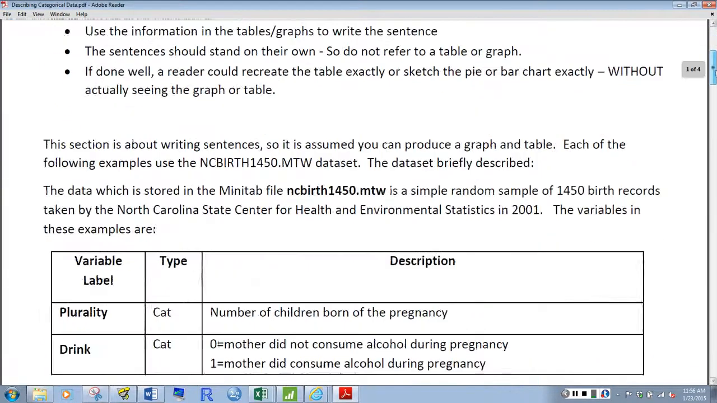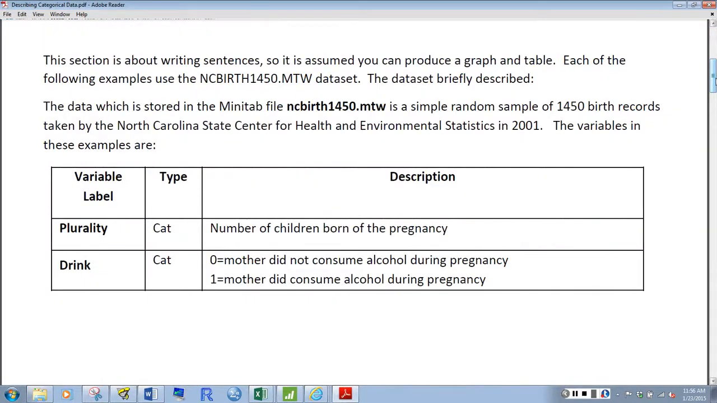I'm going to use the example from the NC births data set, which is the simple random sample of 1,450 birth records taken by the North Carolina Center. The two categorical variables I'm going to use are plurality, which is the number of children born of the pregnancy, which is 1, 2, or 3: a singleton birth, a twin birth, or a triplet birth, and whether or not the mother consumed alcohol during the pregnancy, which is under drinking, or drink, and it's a 0, 1 variable. 0 if they didn't, 1 if they did. Okay, so that's the example I'm going to use.